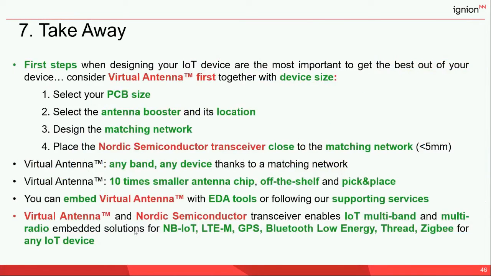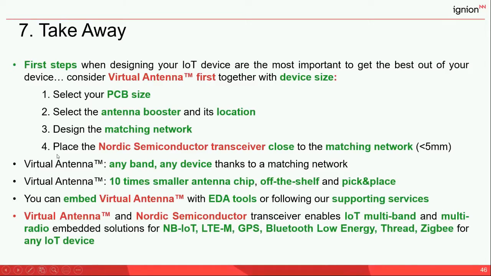So to sum up, first steps, as in the chess game, it's very important to consider the antenna first. They are very simple steps, but in order to get efficiency, battery life, range, connection, consider the antenna from the very beginning. The position, the type of antenna booster, also the PCB size, and the matching network, and the position on the transceiver. In this case, the Nordic Semiconductor transceiver should be very close to the matching network. As a rule of thumb, less than 5 millimeter. If it can be 0, it's much better.